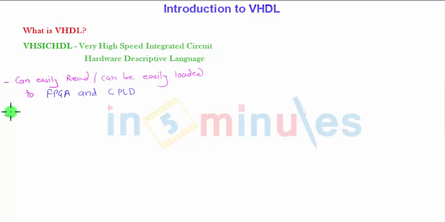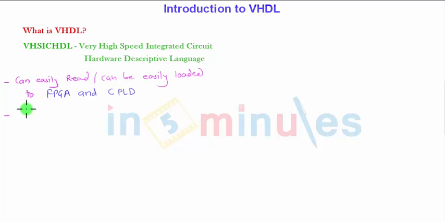Now how to implement these circuits in that CPLD and FPGA, that is the key. That is nothing but the VHDL. VHDL is the key to program these FPGAs and CPLDs, and we also know that it is very easy to read and load the VHDL files to implement the logic on CPLDs and FPGA.